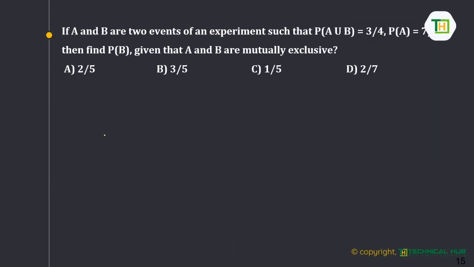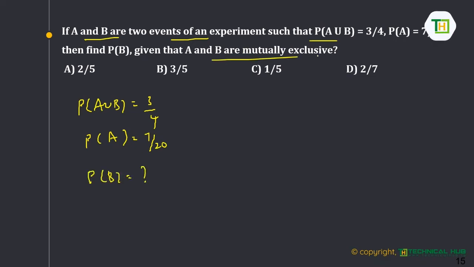Probability question. If A and B are two events of an experiment such that P of A union B is equal to 3 by 4 and P of A is equal to 7 by 20, they're asking the P of B value, given that A and B are mutually exclusive. Yeah, so we know P of A union B is equal to, what is the formula? P of A plus P of B minus P of A intersection B.